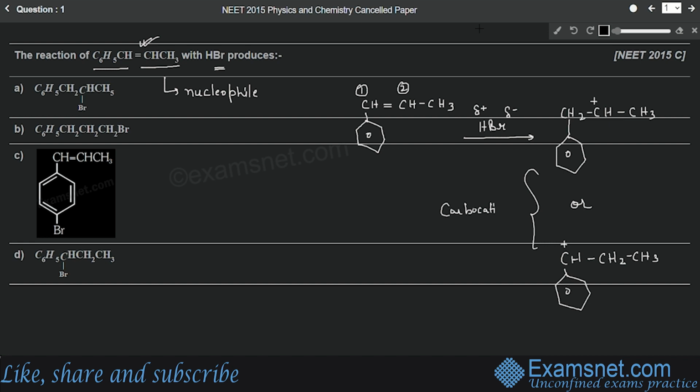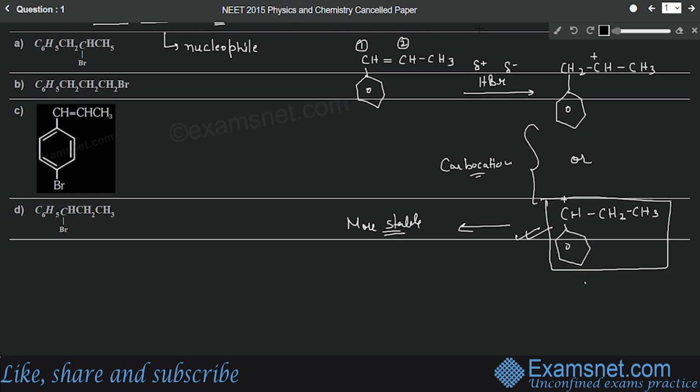Now out of these two, which one will be more stable? The second one will be more stable, this one, because we know that benzyl carbocation is more stable due to the resonance effect. So the further reaction will take place on this carbocation. That means bromine will get attached to this carbocation.